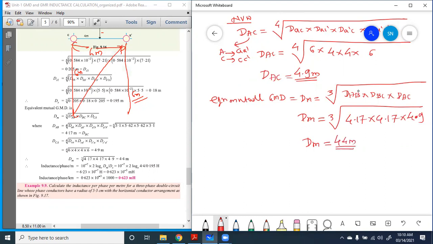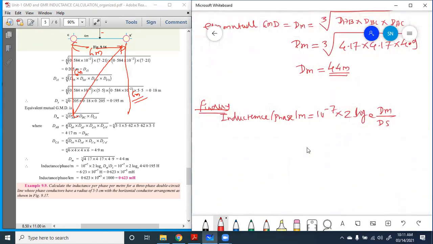4.4 meter after calculating. Now finally, inductance per phase per meter is 10 raised to the power minus 7 into 2 log e Dm upon Ds. Okay, so what is the answer? It becomes 10 raised to the power minus 7, 2 log e Dm upon Ds.